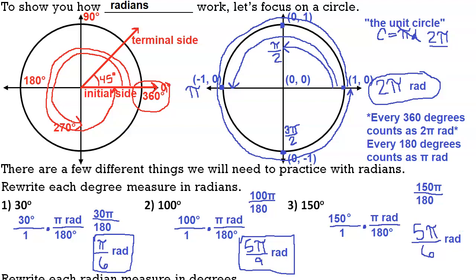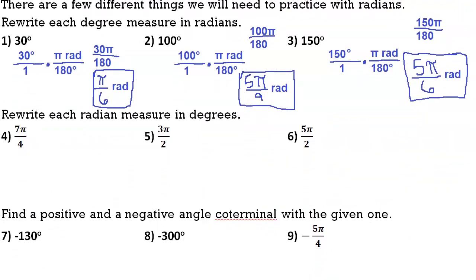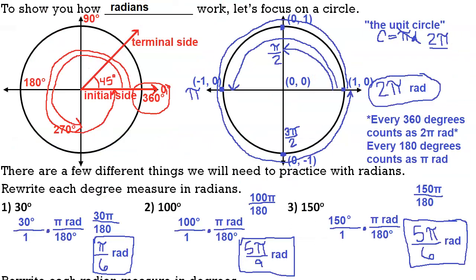All right, how do you go the other way around? Well, if you wanted to go the other way around, it's not going to be hard to do. You just have to switch the logic that we used before. So instead of multiplying by pi over 180, you're going to multiply by 180 over pi. And again, the reason that we keep doing that is because every 180 equates to 1 pi. Every 360 counts as 2, which means every 180 counts as 1.